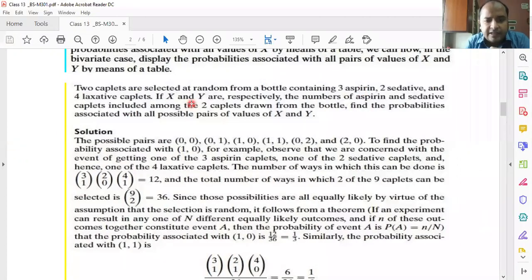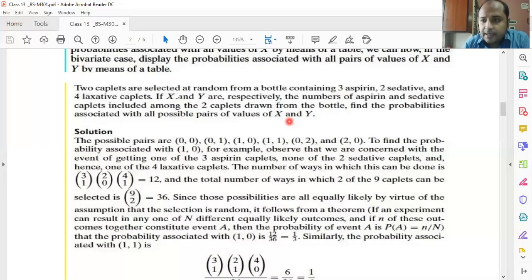Now see, capital X and Y are respectively the numbers of aspirin and sedative caplets. We have chosen 2 variables here. Capital X is associated with the number of aspirin tablets, and capital Y is associated with the number of sedative tablets. And we are choosing 2 caplets at random. In that case, we are supposed to find the probability associated with all possible pairs of values of capital X and capital Y. Now, this problem is very important. Be attentive and try to listen to me carefully.